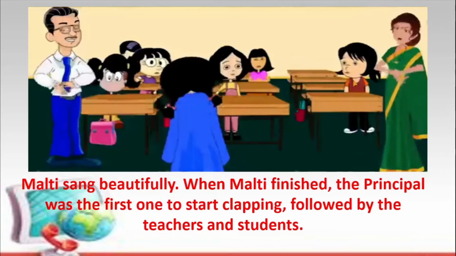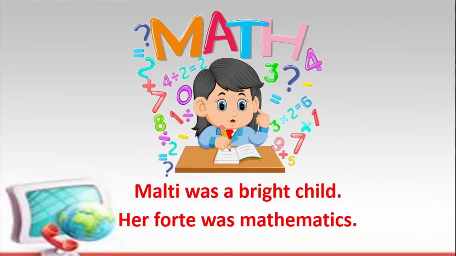Rima also gets a prize, okay? Rima also gets the first prize in the English song category. But then somehow Rima is still jealous of Malti. She's not happy that Malti has won a prize. Now, Malti is a very, very bright child. I told you, she's very good at studies, but her forte is mathematics. Now, what is the meaning of forte? Forte means she's best at doing mathematics.